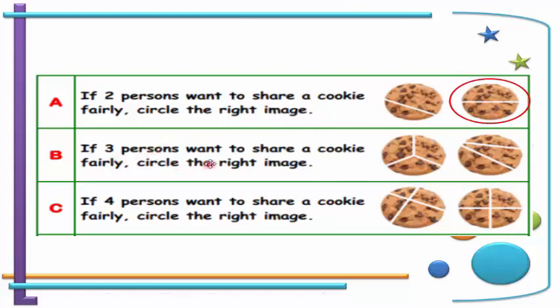If three persons wanted to share a cookie fairly, circle the right image. First one or second one? Yes, excellent. The first one is divided into three equal parts. So, we choose the first image. If four persons wanted to share a cookie fairly, circle the right image. The first one or second one? Excellent, the second one.